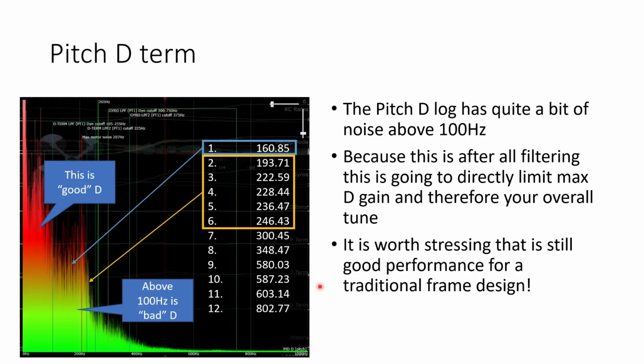So a long log is obviously really great for capturing as much of the behavior of the quad as possible, but it's not the best for making your log look really quiet. A much shorter log will always look quieter than a longer log, and we are today looking at nearly 4 minutes of logging. So we should expect quite high levels of noise across the board just because of the length of the log and nothing else. So yeah, just wanted to stress this is still really good performance. Anyone would be very happy to fly this frame, particularly with the right filtering.